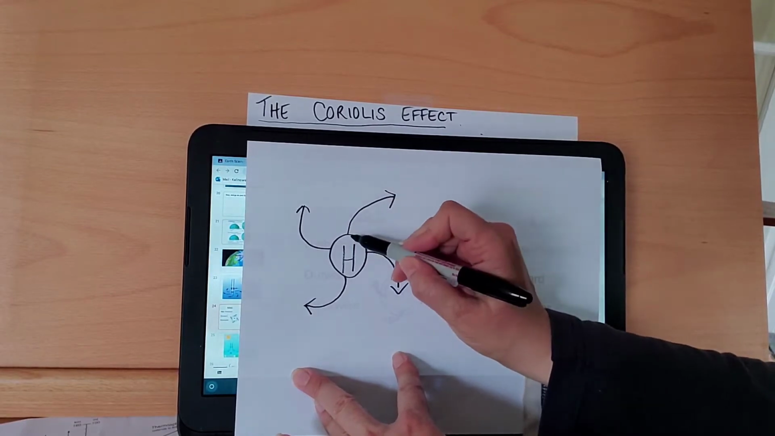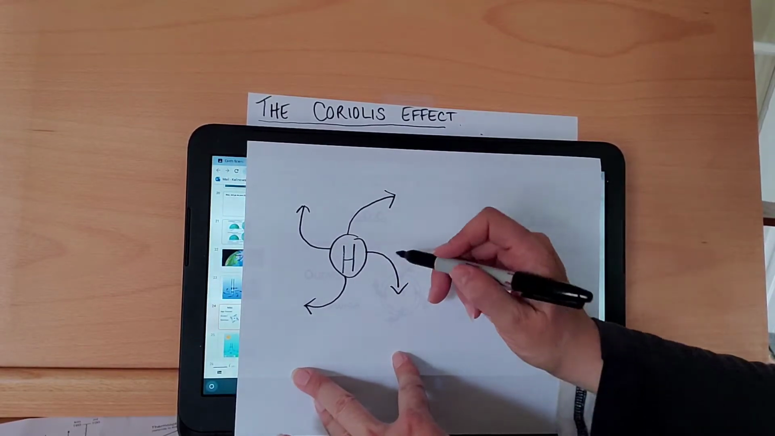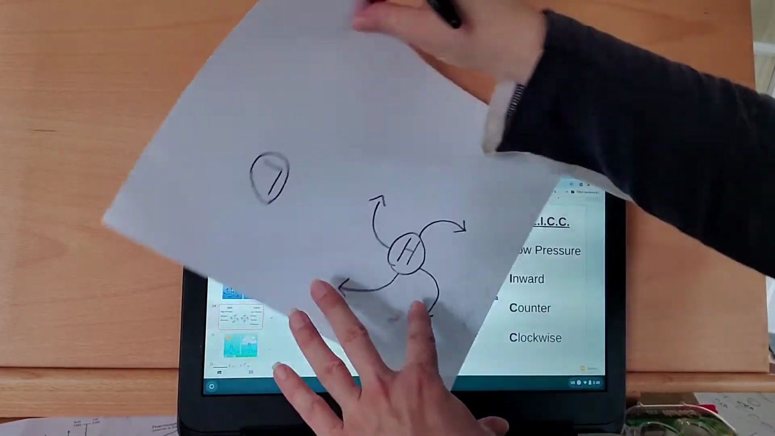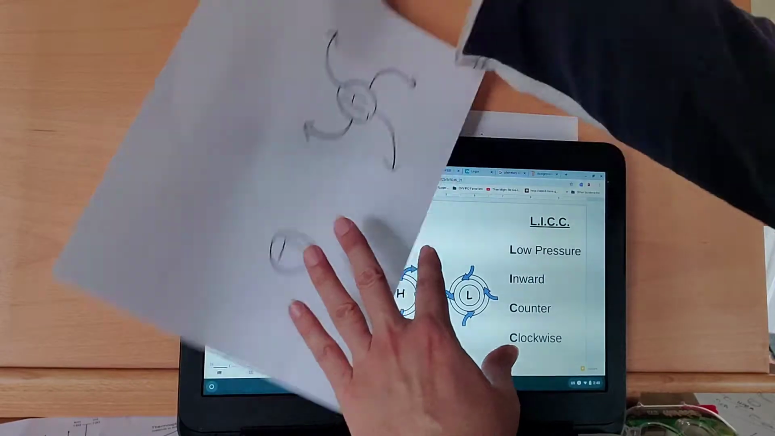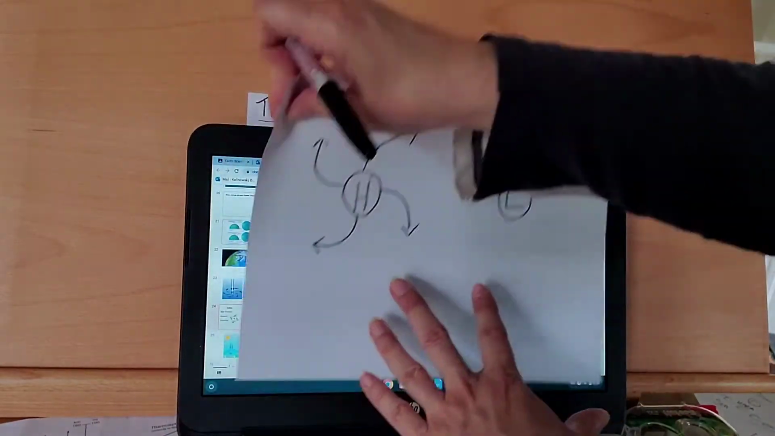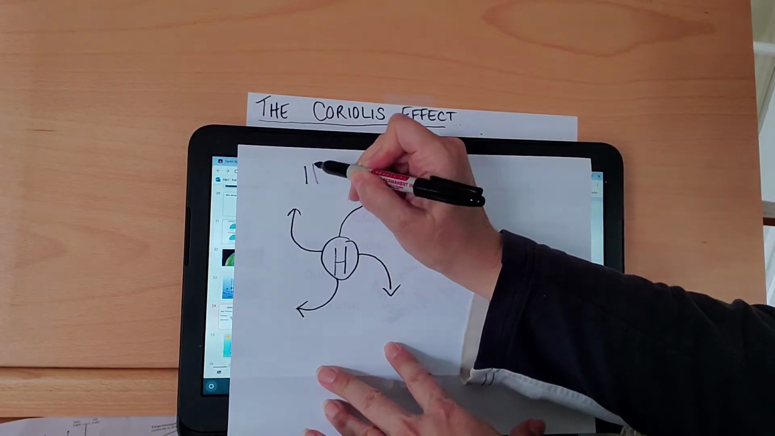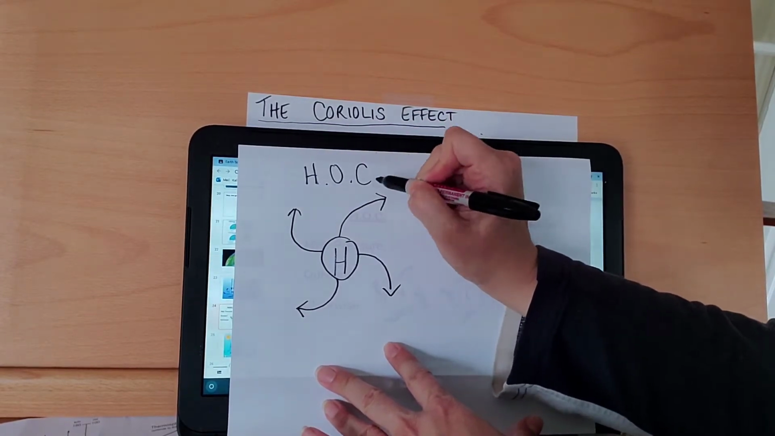Just start here, curve it to the right. If this doesn't look to the right for you, then turn it. Curve it to the right. High, outward, clockwise. Hock.